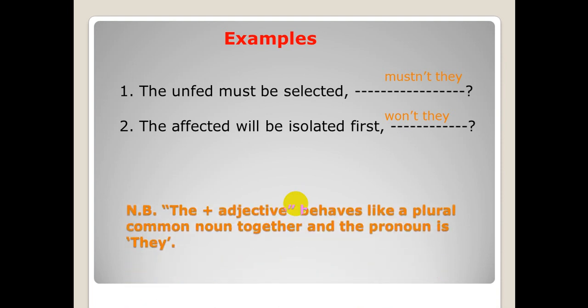Now you may be confused about the pronoun of the tag questions. So: The unfit must be selected, mustn't they? The affected will be isolated first, won't they? The explanation is later on. The plus adjective behaves like a plural common noun together, and the pronoun is they.